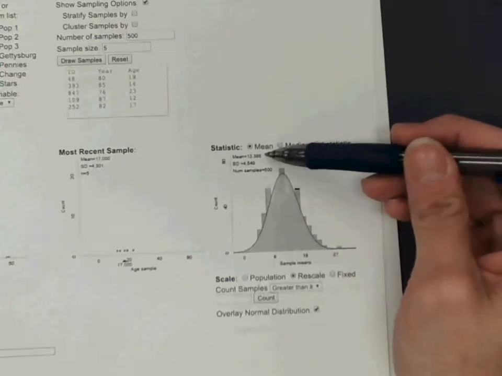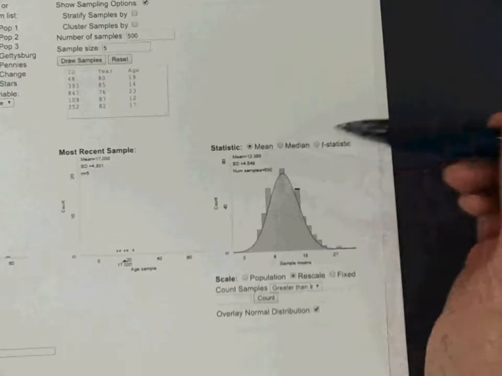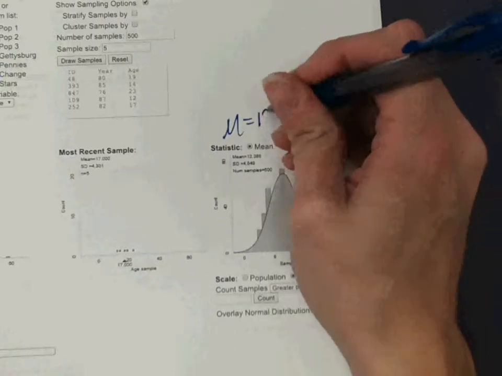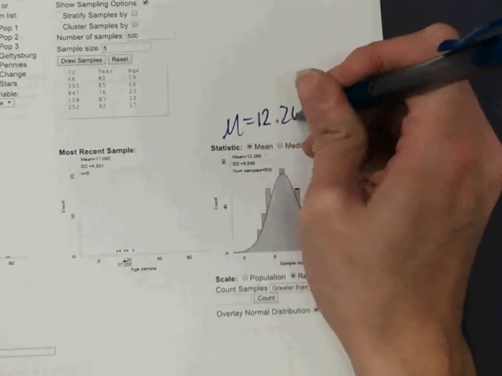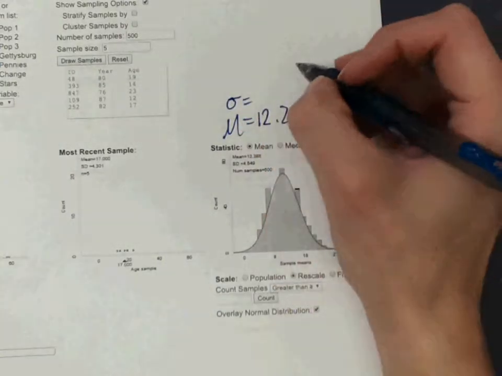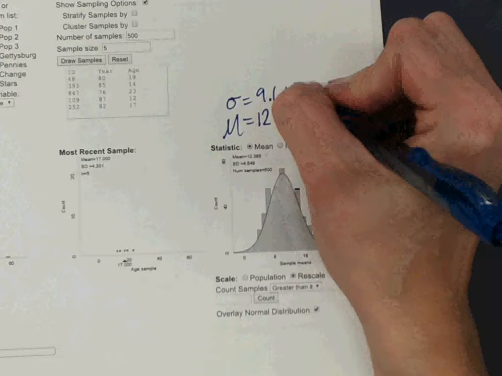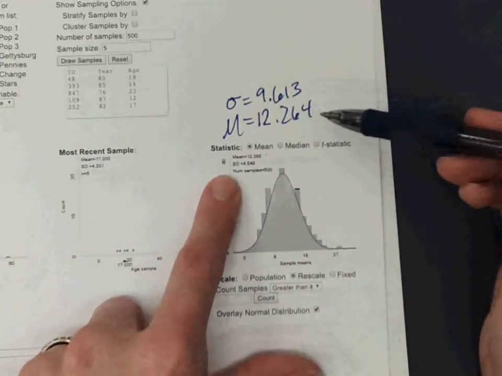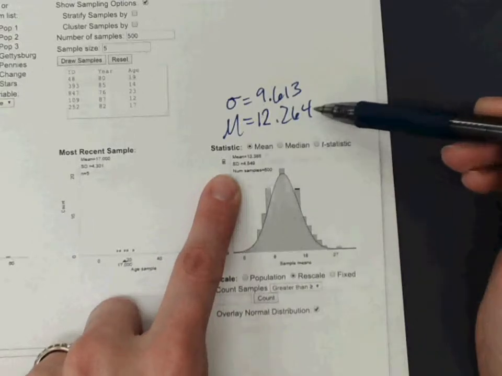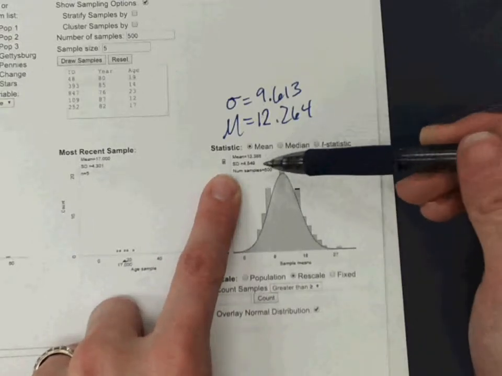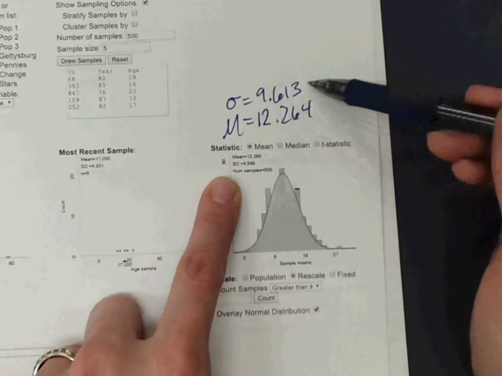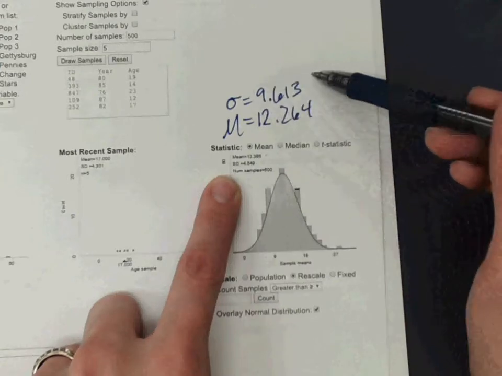And if we look at our mean, it is still about the same. Now, the book reports that the population mean of those pennies that we're sampling from is 12.264, and that the population standard deviation is 9.613. Now, if I look at these, with my sample size of 5, my mean is 12.386. That's pretty darn close to my population. But my standard deviation now is 4.549. That is not close to what my population standard deviation is.